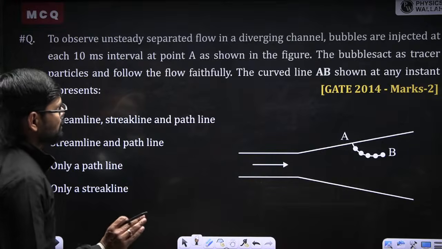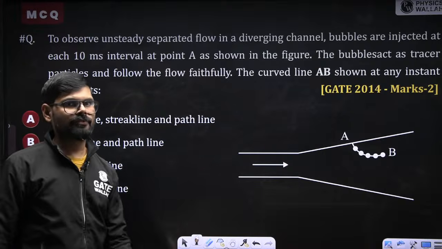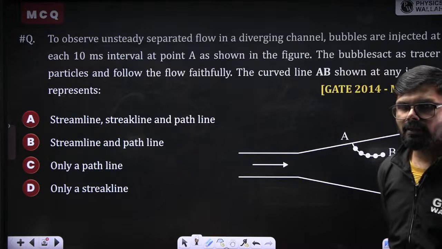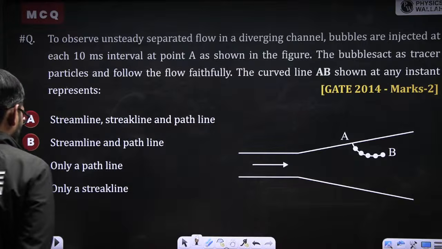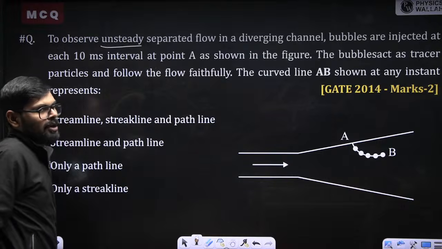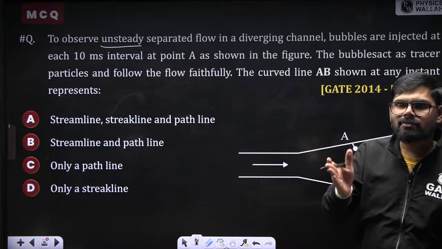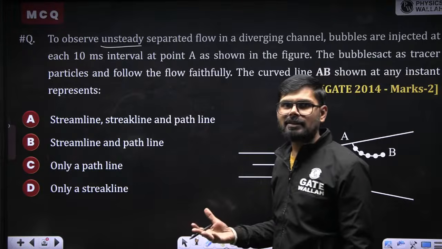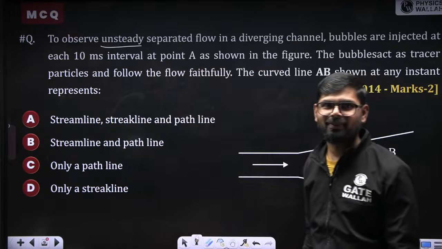This is really a beautiful problem. I want you people to answer first, then I will give the answer. This is a really good problem, and there is a possibility that some students may get confused. So the first thing is that it is an unsteady flow. For steady flow we have already seen that streamline, streak line and path line are all the same, but here it is unsteady.